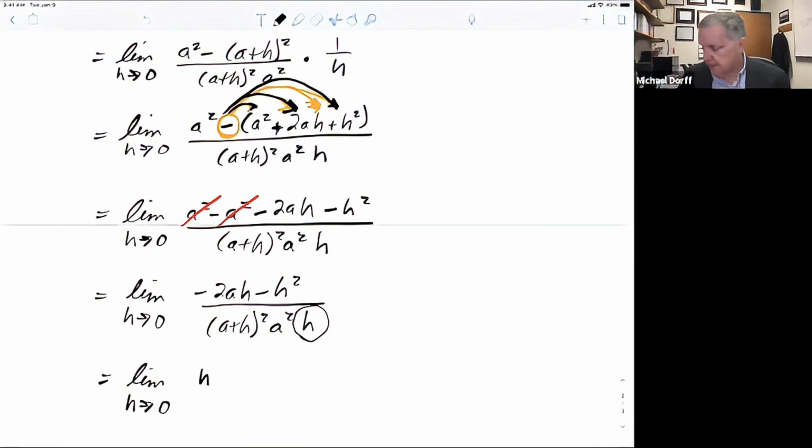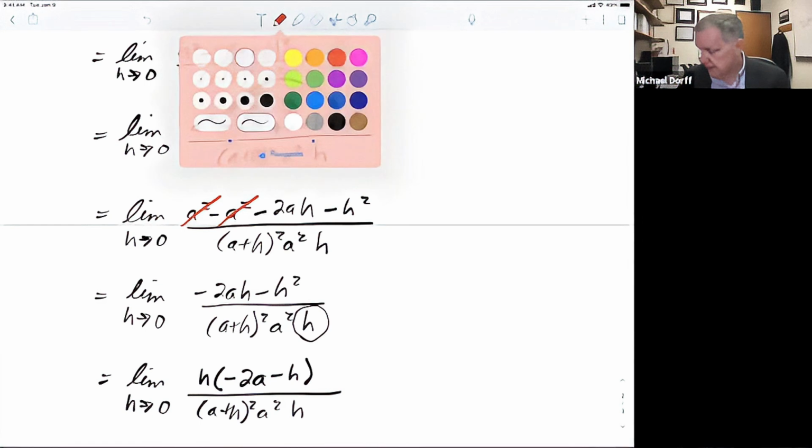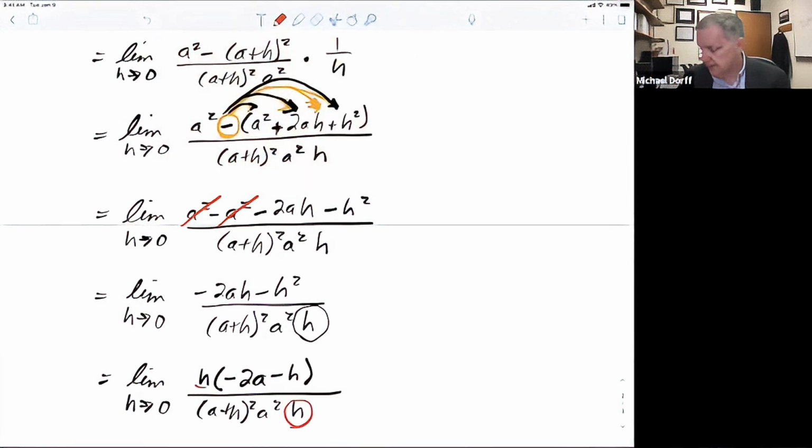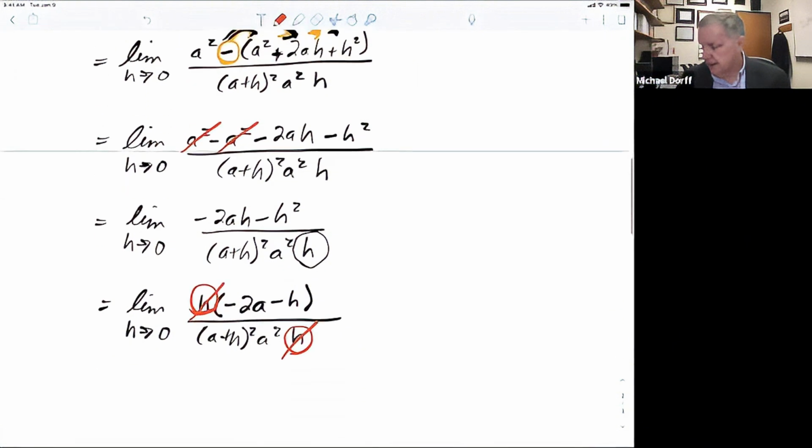And when I do that, I factor out an h from the negative 2ah, I'm left with negative 2a. And I factor out an h from the negative h squared, and I'm left with a negative h. All right. Now I have an h in the numerator and in the denominator, so I can cancel that out. And so I'm left with this: negative 2a minus h over (a plus h) squared, a squared.